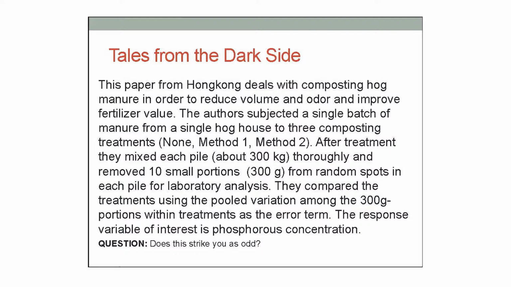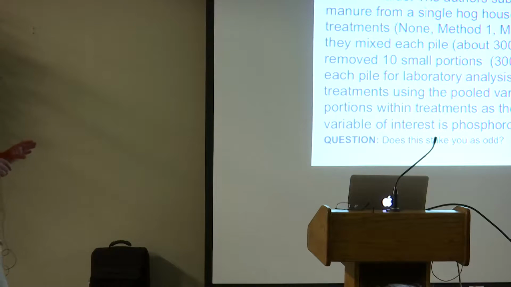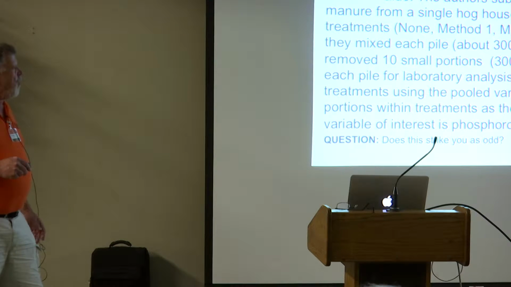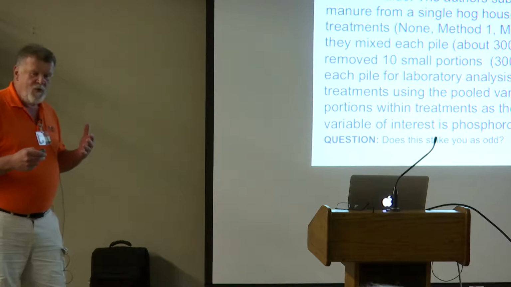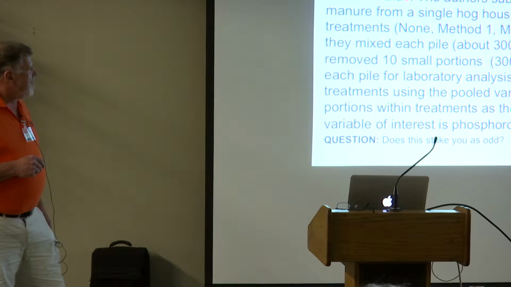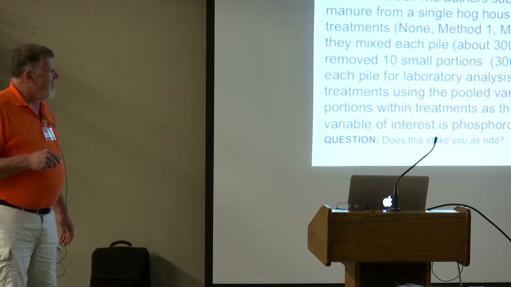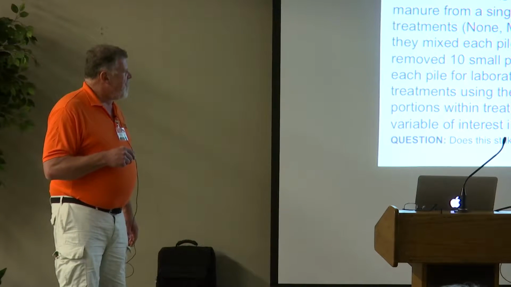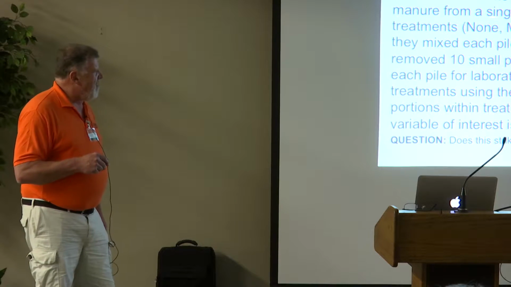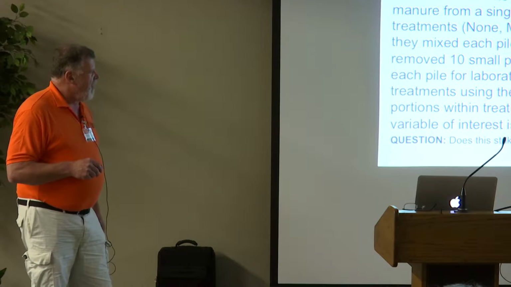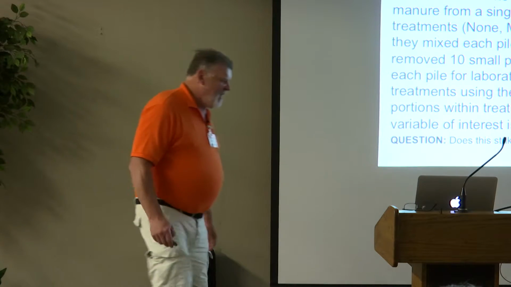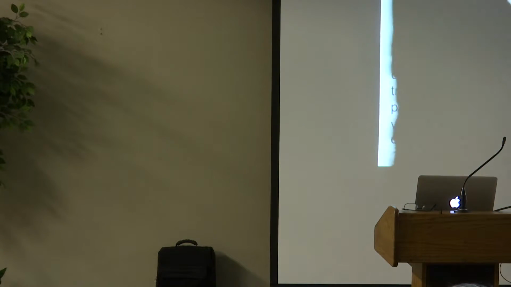So what they did is they wanted the objective of the paper. They wanted to use composting to reduce odor and improve fertilizer value of some hog manure. So what they did is they got a batch of manure from a single hog house and did 3 composting treatments. They had none, method 1 and method 2. Now they did this in a pile, mixed thoroughly.